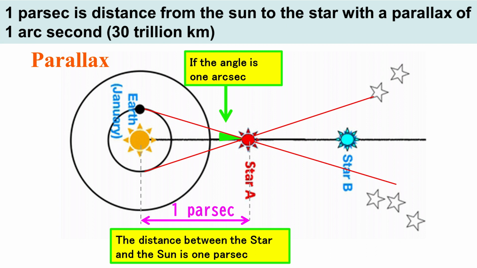So 1 parsec is the distance from the sun to the star with a parallax angle of 1 arcsecond. The parsec is defined as the distance to a star that has a parallax angle of 1 arcsecond. So we call it parallax arcsecond parsec. The distance to a star 1 parsec away is 200,000 times the Earth-sun distance. So 200,000 AU.